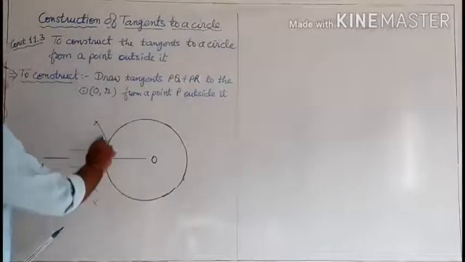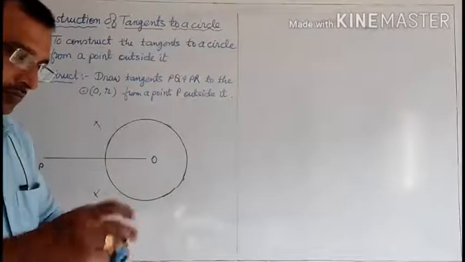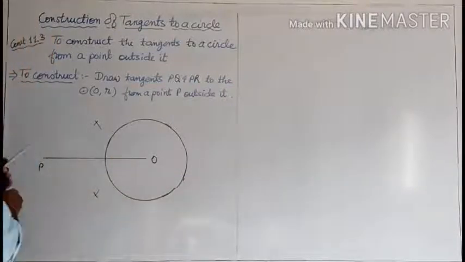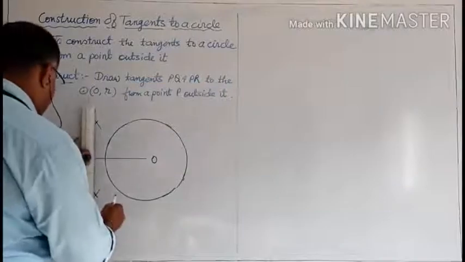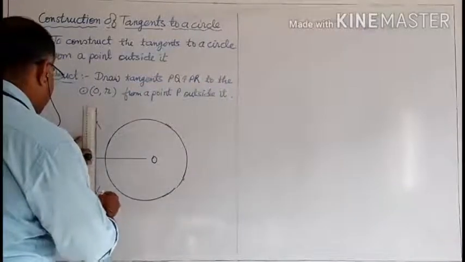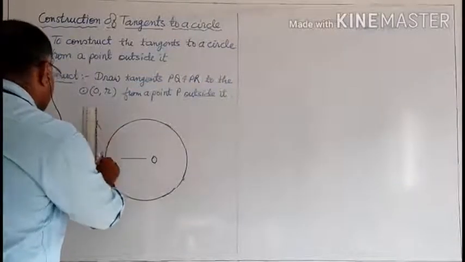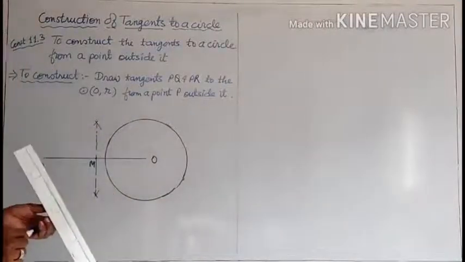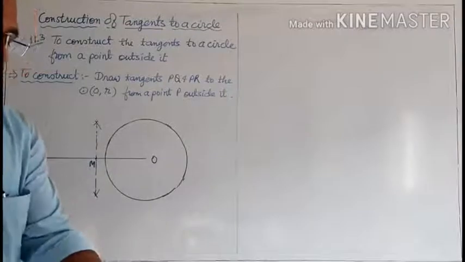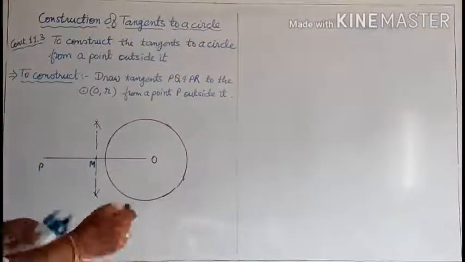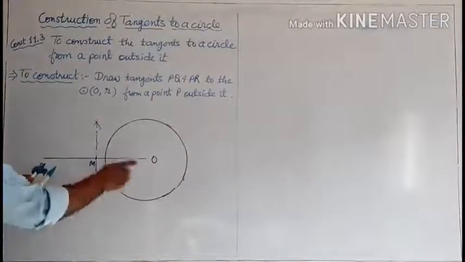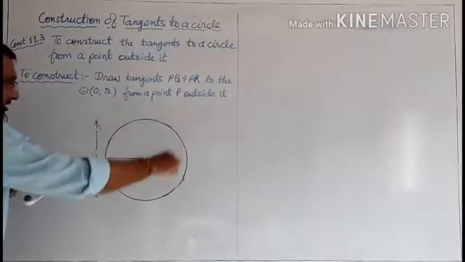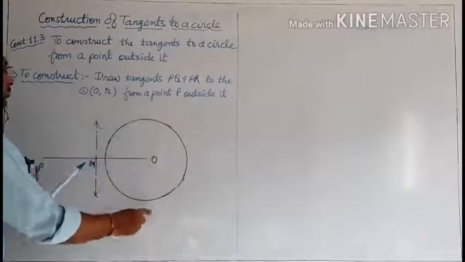So here you will get point M, the midpoint of OP. You can draw a dotted line because we need only the midpoint, nothing else. And this point is M. Now taking M as a center and radius equal to PM or OM, draw the circle which intersects the given circle at Q and R.